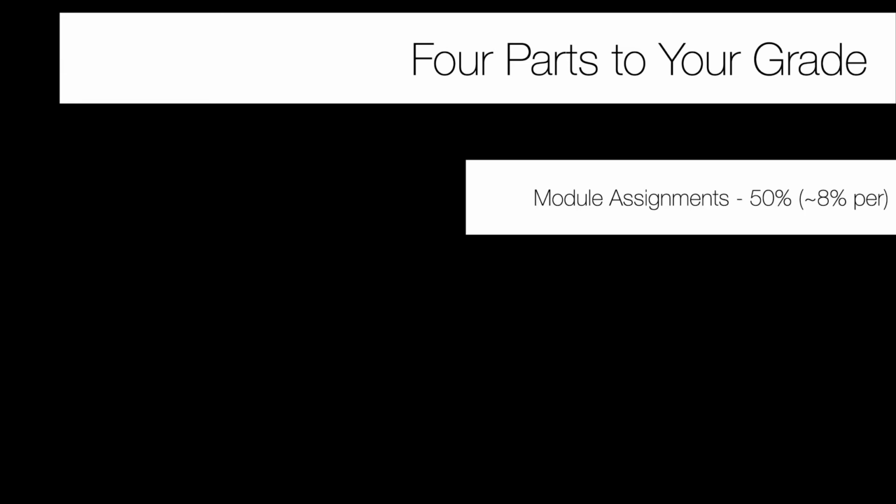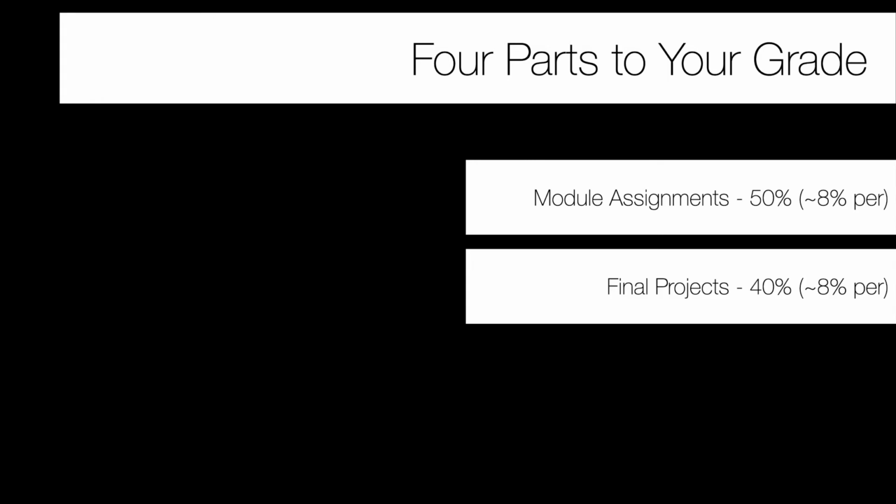Well, the heading here is wrong. There are 3 parts to your grade, actually. The first is module assignments. So there are, I think, 6 or 7 assignments throughout the course of the semester that account for 50% of your grade collectively. So no single assignment counts for more than 10%.